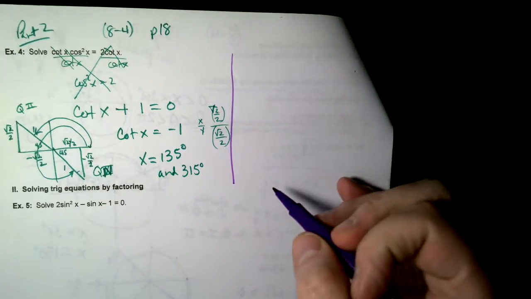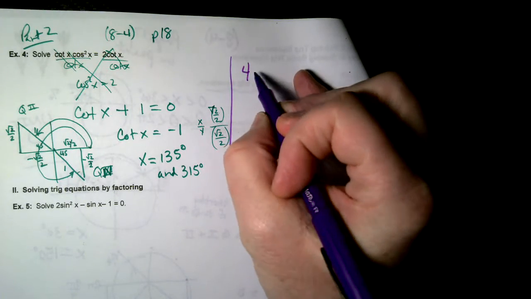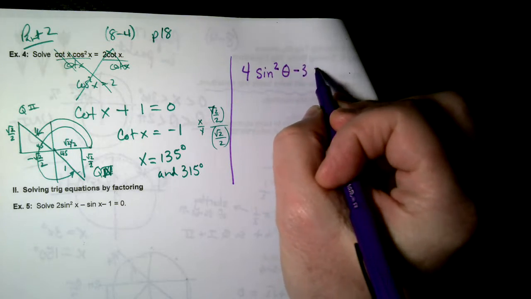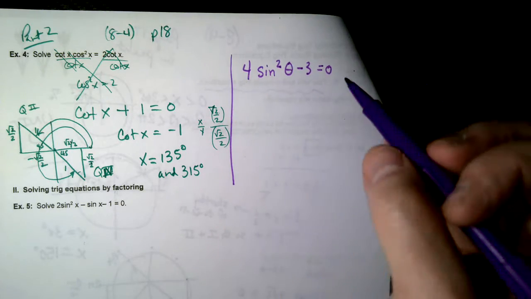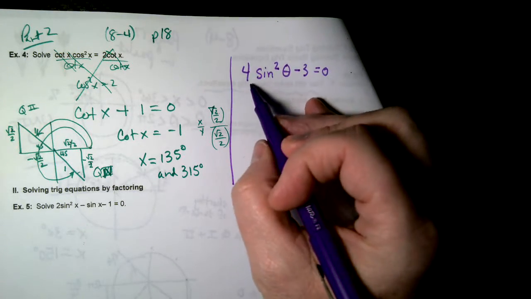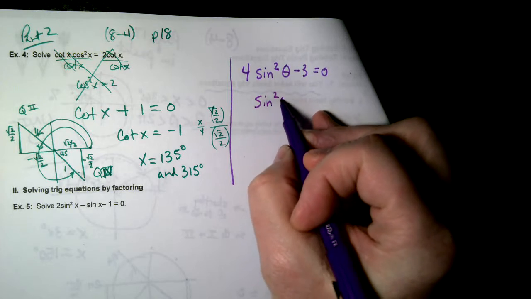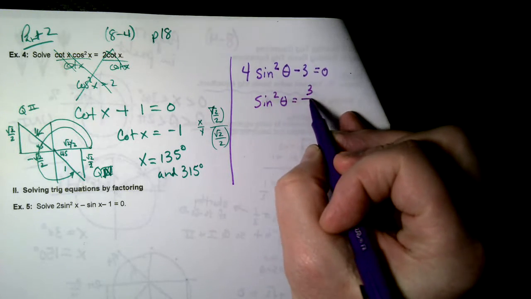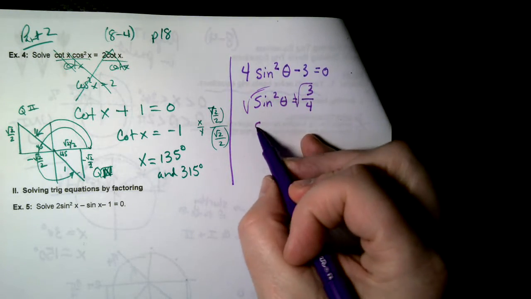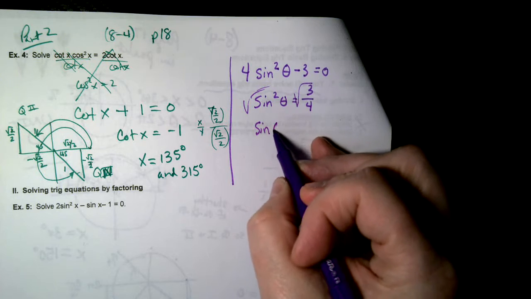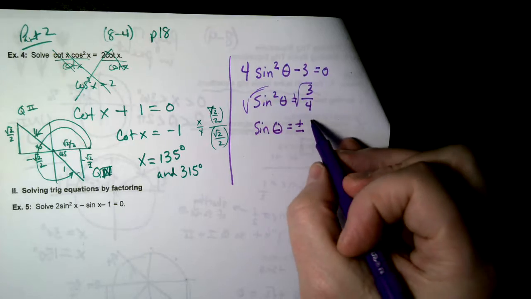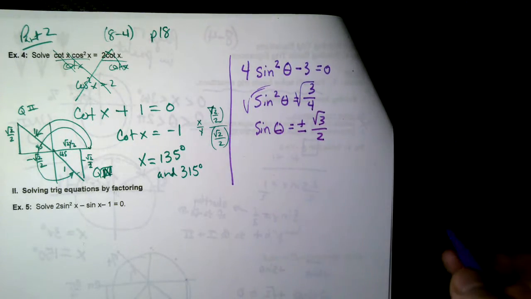Let's switch it over to radians now. If I gave you 4 sine squared theta minus 3 equals 0, you've got to add 3 to the other side and then divide by 4. You get sine squared theta equals 3 divided by 4. Then you square root both sides, and you're going to get sine theta, I almost said sine squared, but just sine theta. The other side will say plus minus, and you square root the top and the bottom, and you get square root of 3 over 2.